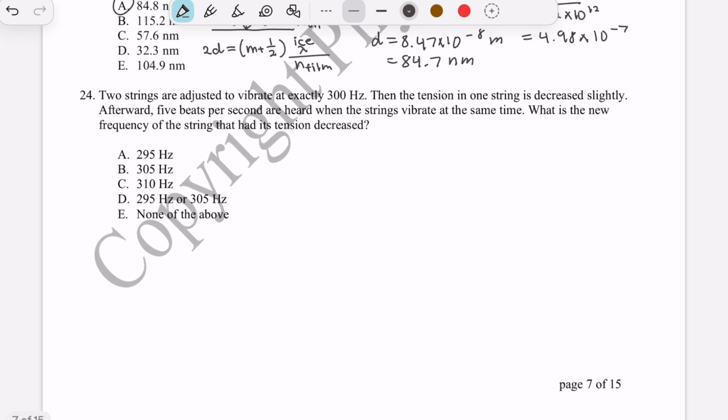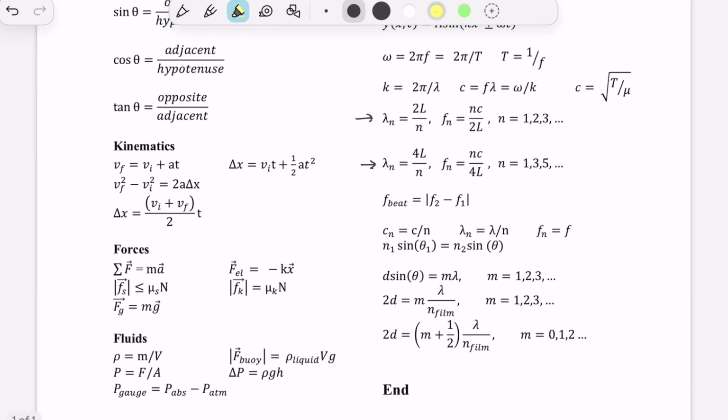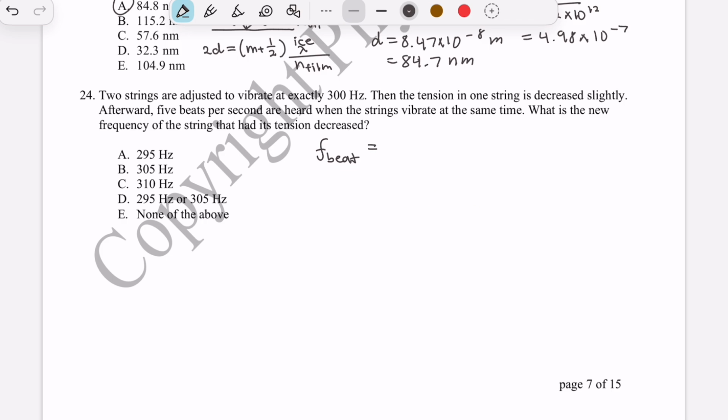Next, two strings are adjusted to vibrate at exactly 300 hertz. When the tension in one string is decreased slightly, we hear 5 beats per second. What's the new frequency of the string? We know that the beat frequency is F2 minus F1, and the F beat is 5. So the new frequency either has to be 305 or 295, so it has to be 5 hertz lower or higher. So is it lower or higher?